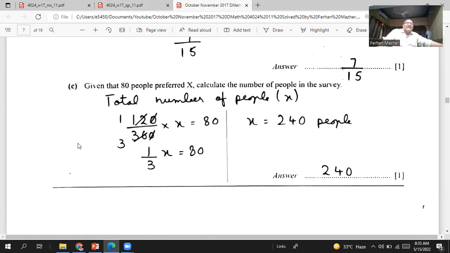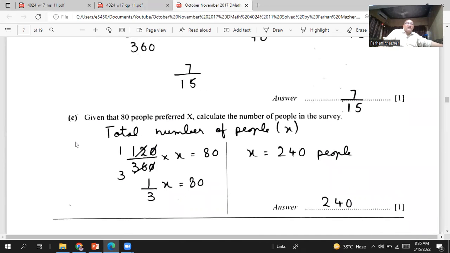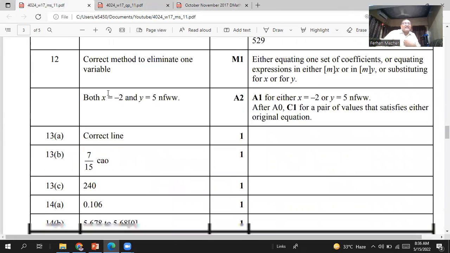Then in the C part, he says, given that 80 people preferred X, calculate the number of people in the survey. So suppose that total number of people in the survey, they are X. So out of 360, 120 people preferred X. So multiply X equals to 80. So you will have 1 by 3 into X equals to 80. So X will be equals to 3 multiply 80, and that will be 240. So in the survey, there are totally 240 people. So let's check.